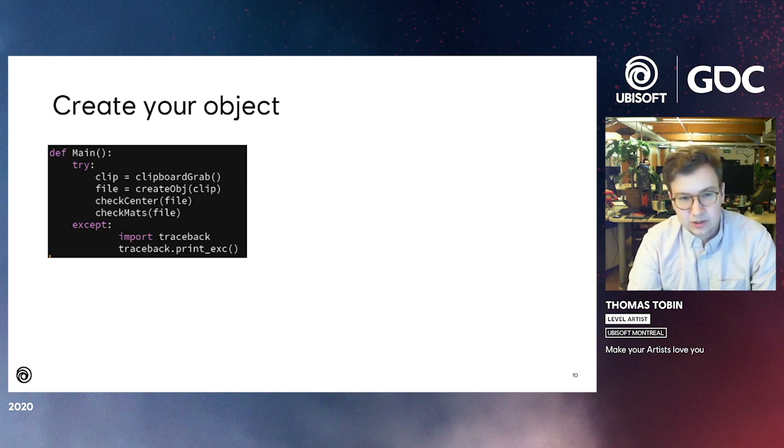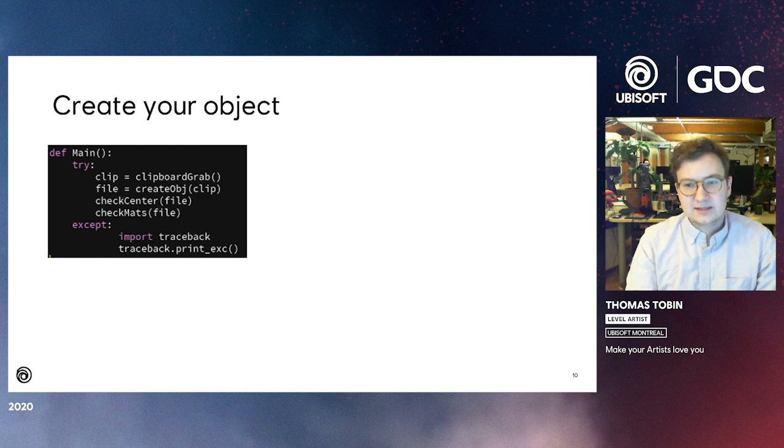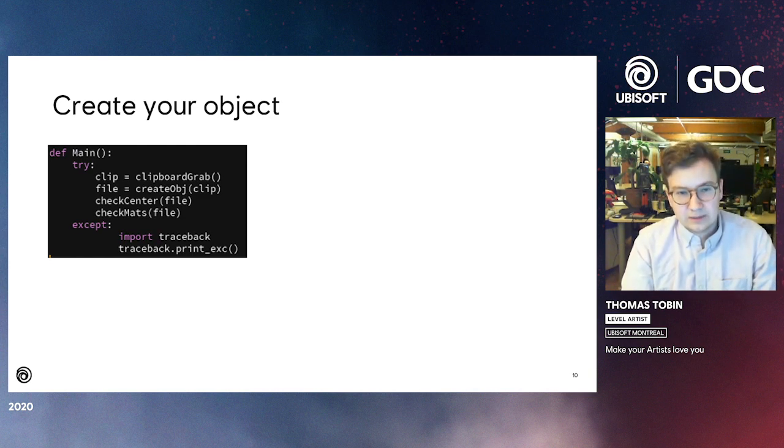From there, the main function just calls my other functions. The first step is clipboard grab. So we have to figure out first how to grab whatever's in our clipboard. The second is we need to instantiate the object inside of Houdini, and so that is creating our object. And then we check that the actual file that we just created is centered. And we finally check the materials and count how many there are. So you can see I'm just passing back and forth the variables between each one as I'm creating objects.